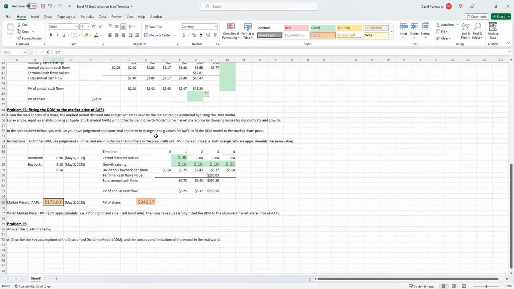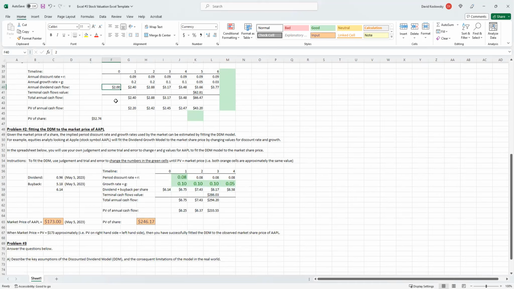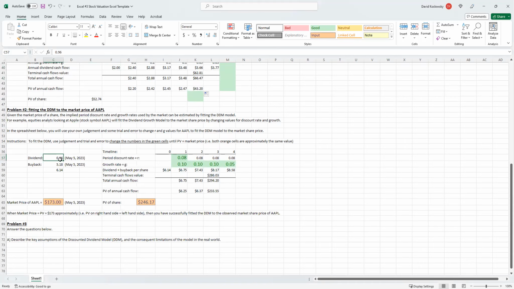Similar to up here, we need the D0 to make this model work. Here, I went to Yahoo Finance and I totaled two things, the cash dividend and the per share buyback. It totals 614, and that's what I'm using here. I'm just showing you that I use 614.